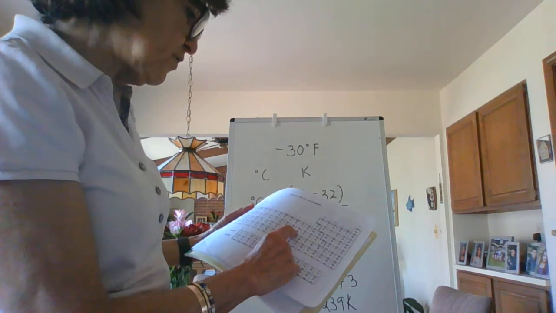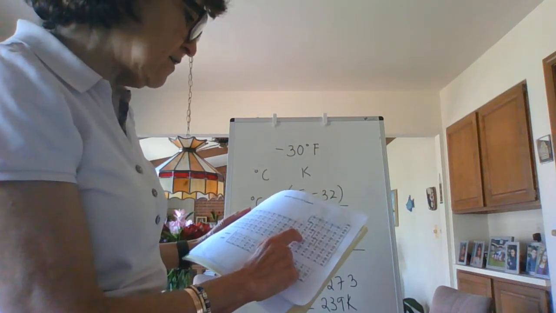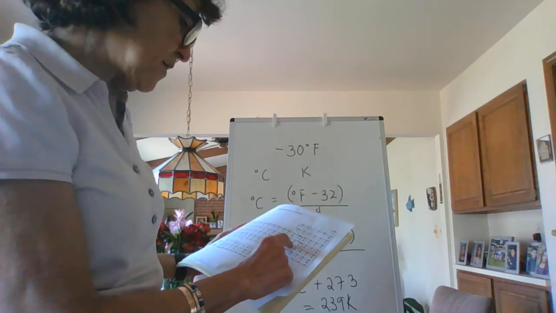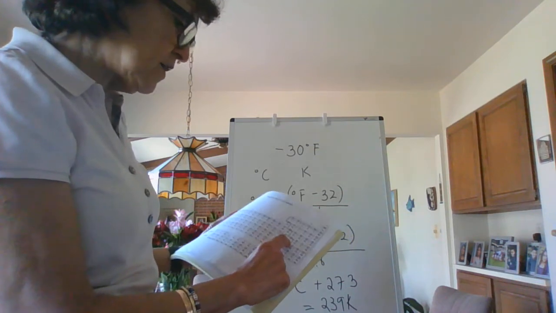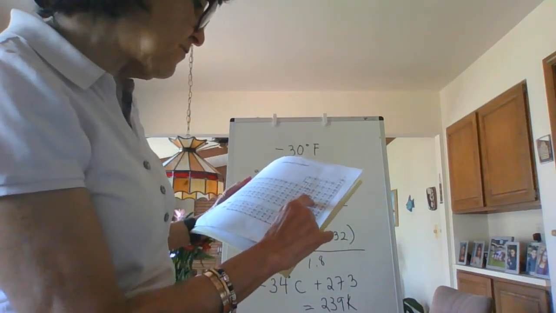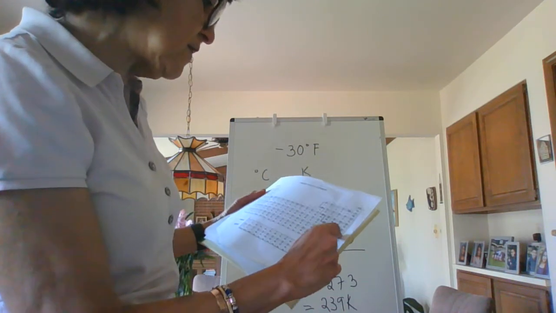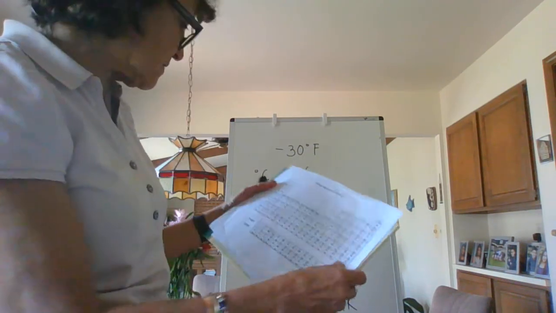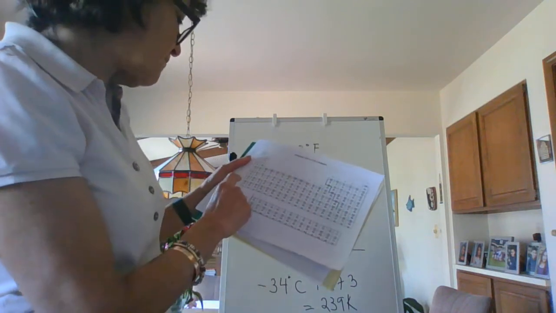Silver for sure, 47. Cadmium, 48. Indium, 49. Tin, 50. Antimony, 51. Okay. Tellurium, 52. Iodine, 53. And xenon, 54. So that's out of period 5.